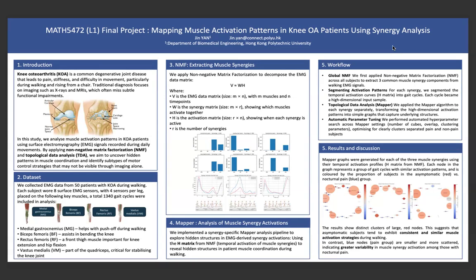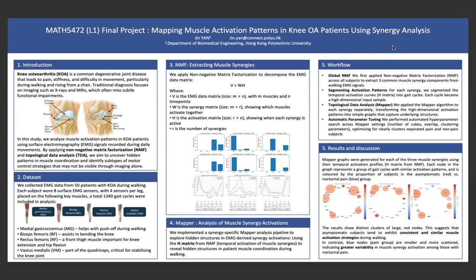Here we come to the results. The Mapper graphs are generated for each of the three muscle synergies using their temporal activation profiles. Each node in the graph represents a group of gait cycles with similar activation patterns and is colored by the proportion of subjects: the asymptomatic in red and the nocturnal pain group in blue.